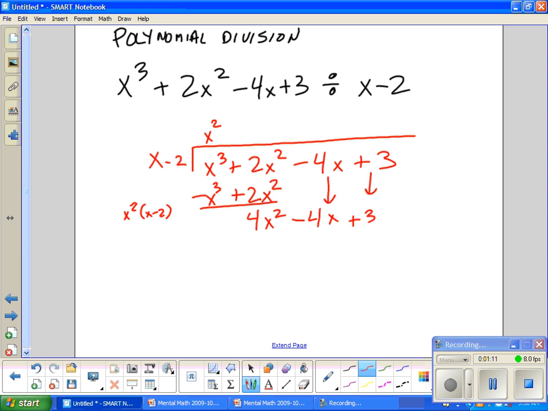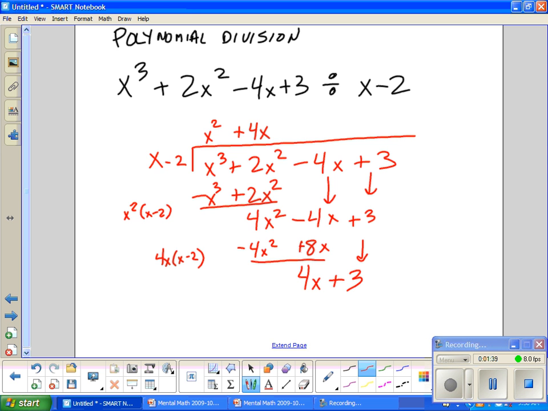And if we keep going, what times x minus 2 makes 4x squared? How about plus 4x? Again, I'll write this over here to distribute it. Again, 4x squared minus 8x. I have to subtract it, so I change all the signs and distribute. Take 0, negative 4x plus 8x, like terms. You check to make sure they're the same. Gotta check if they're the same. They are. I get 4x plus 3.